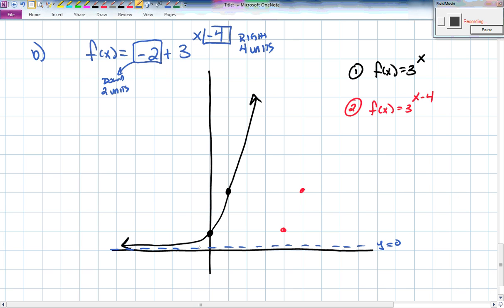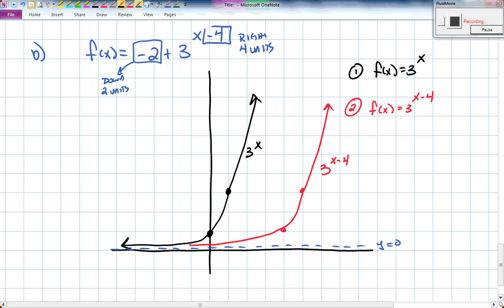Okay, so now I have this new exponential function. Oh, this should be in red, by the way. This new exponential function represents the graph 3 to the x minus 4. The black one represents the graph 3 to the x. So now I'm going to make another transformation. What am I going to do to it? Make it go down by 2. Yeah, I'm going to make it go down 2 units.